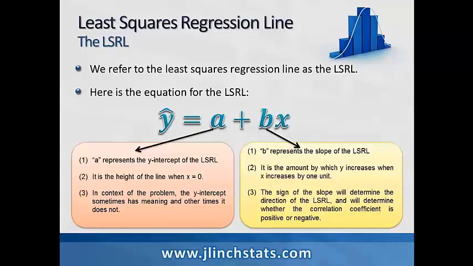So although it's a very simple equation, just a linear equation, the y-intercept and the slope have important meanings in our study of statistics. And once again, the sign of the slope is going to determine the direction of the least squares regression line, and it will determine whether the correlation coefficient is going to be positive or negative. The definitions of both the y-intercept and the slope are going to become very important when we talk about actual problems involving least squares regression lines.